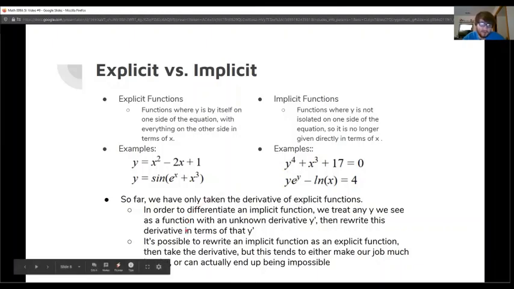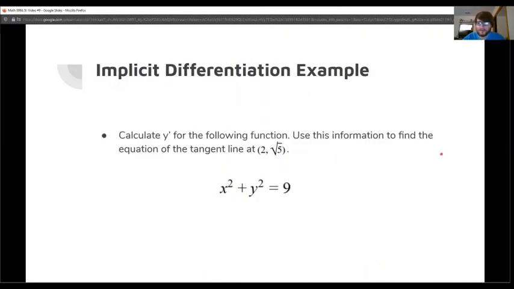It's possible to rewrite an implicit function as an explicit function and then take the derivative, but this tends to make our job a lot harder and can actually end up being impossible in some cases. So you could see here, maybe you would want to move this x cubed and 17, subtract them to the other side, and then take the 4th root of everything on this side, and then we'd have it in terms of y. But you'd need to write a plus or minus on the outside, and you can't really do that. It's easier to just take the derivative first and then rewrite everything in terms of that y prime that you get. Okay, so I want to take a look at an example real quick, and then we'll be finished.